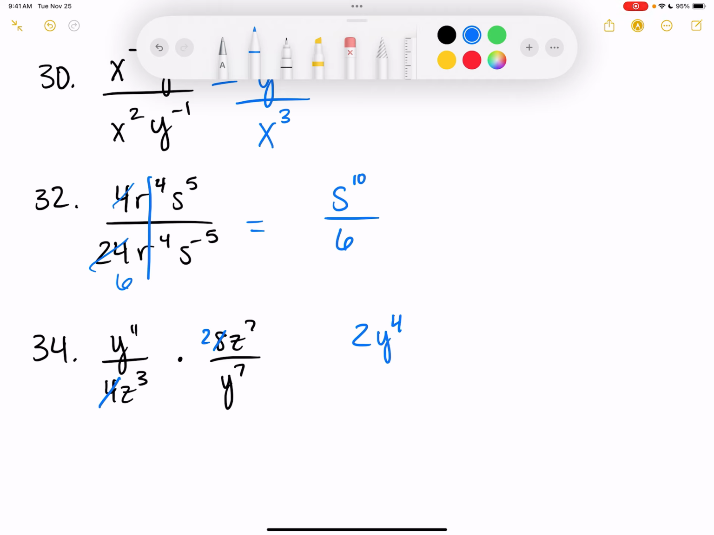And then what about the z's? Subtract from the bottom. So z to the 7 minus 3, which is z to the 4th. So there ends up being nothing on the bottom.